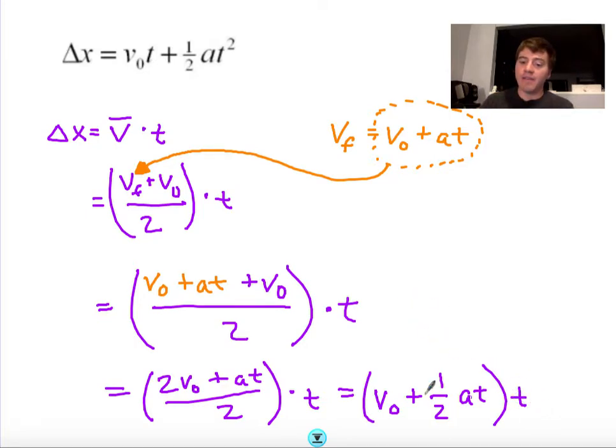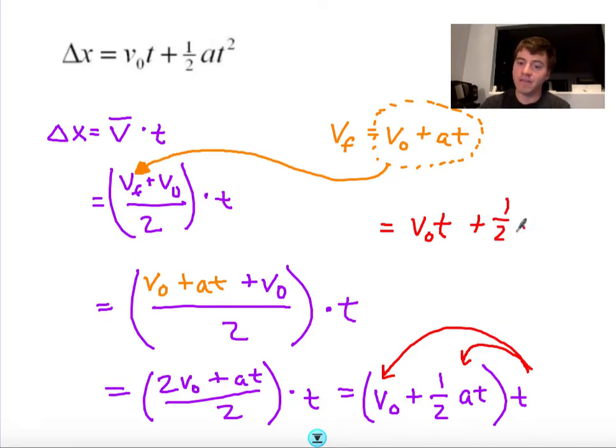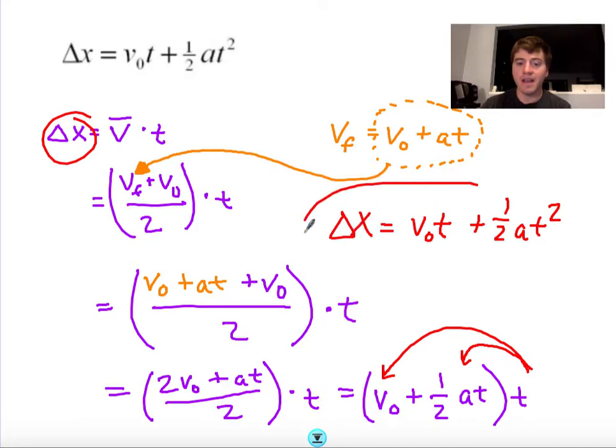All right, and we have to times this whole thing by t, so we're just going to distribute that. T times initial velocity is initial velocity times t, and t times 1/2 at is 1/2 a, and now t squared, because there's 2 t's. And that all equals your change in x. Hey, that's the equation we were looking for.